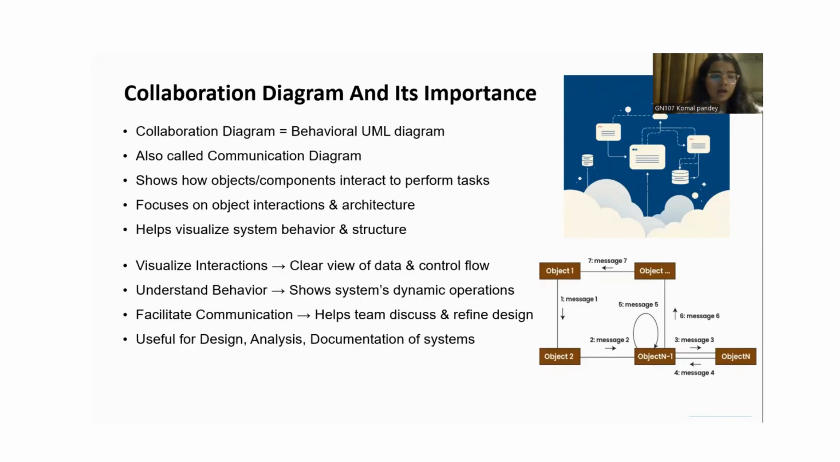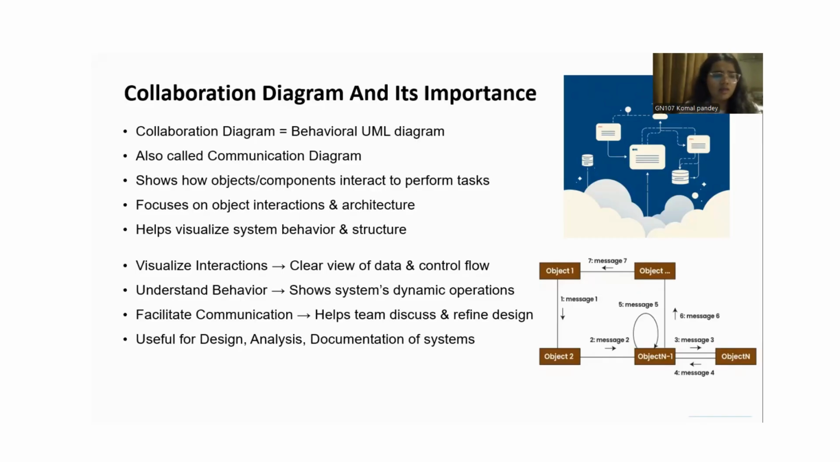A collaboration diagram is a behavioral UML diagram, also called a communication diagram. Simply put, it shows how objects or components work together to complete tasks in a system. Think of it like a team chat. Each object is a person, and arrows show who communicates with whom. In simpler terms, you can say these diagrams visually represent the interactions between system objects and also the architecture. For example, in a recruitment system, the applicant, recruiter, and the database all interact. A collaboration diagram would clearly show who sends data to whom and in what order.